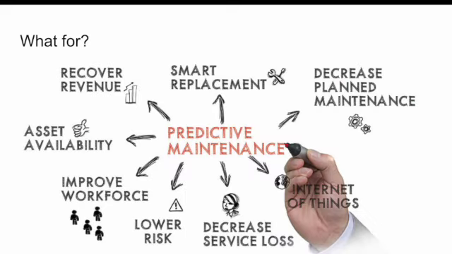So what is it for? It's good for smart replacement, to know exactly when to replace something that's going to break in the machine and to schedule the maintenance correctly. It can be used for the Internet of Things, as we use a lot of sensors to get the data from the machine, decrease service loss, lower the risk, improve workforce, asset availability, and recover revenue.